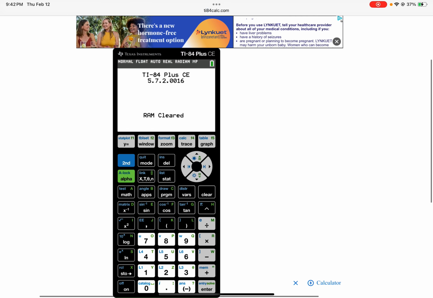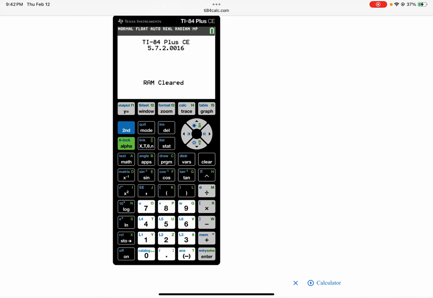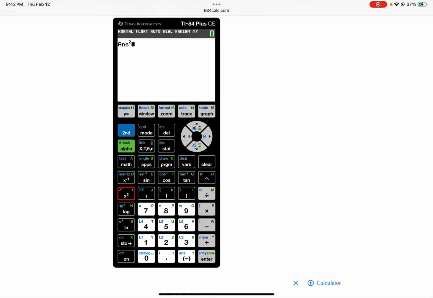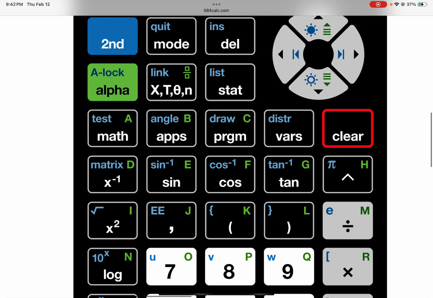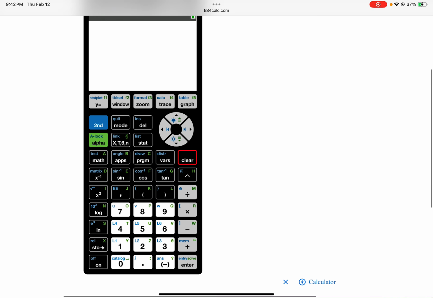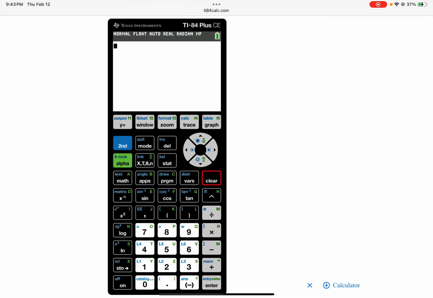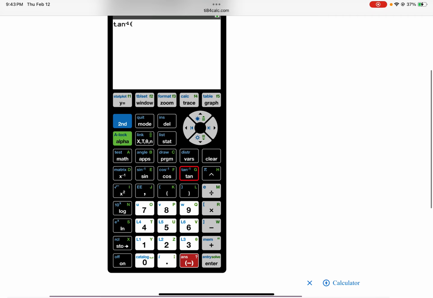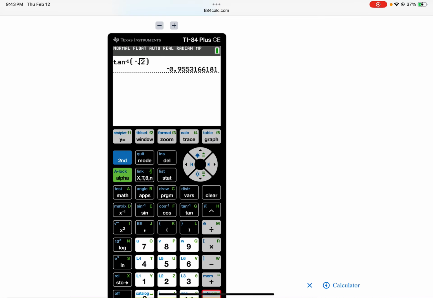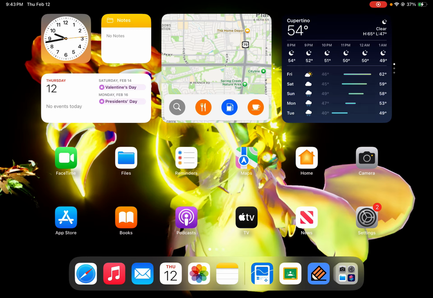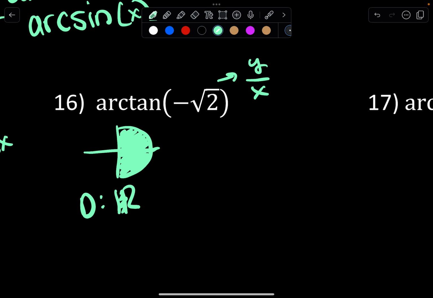So your arc, or your inverse tangent, cosine, and sine, it's going to be with the sine, cosine, and tangent. You just have to hit second first. And they have the -1 instead of the arc on there, probably because it fits better with the keys. Okay, so we had arc tangent, so second tangent, of negative root 2. So negative square root of 2. Close it off. We get a decimal approximation of negative 0.955. And of course, you always want to do 3 decimal places.